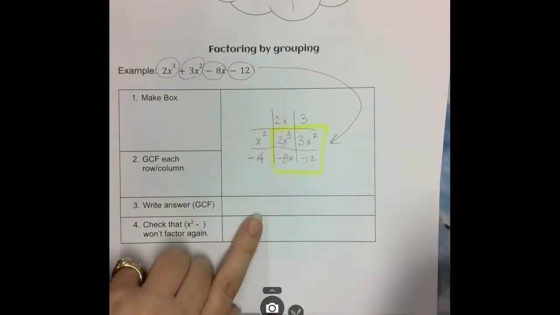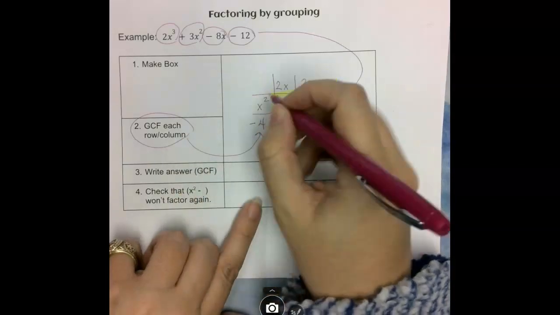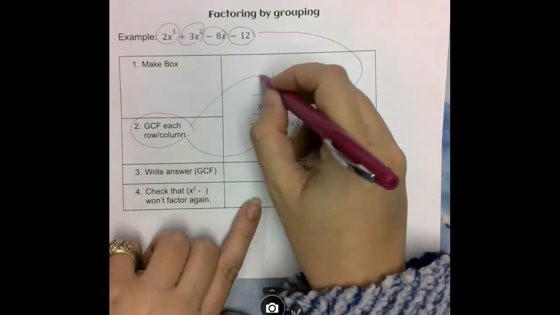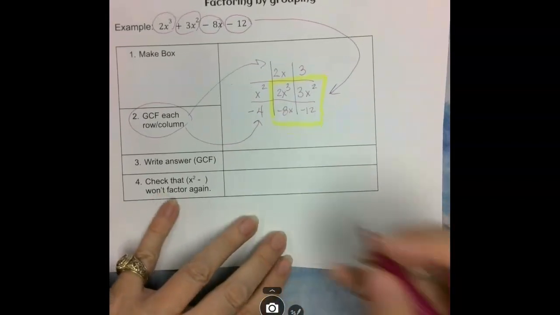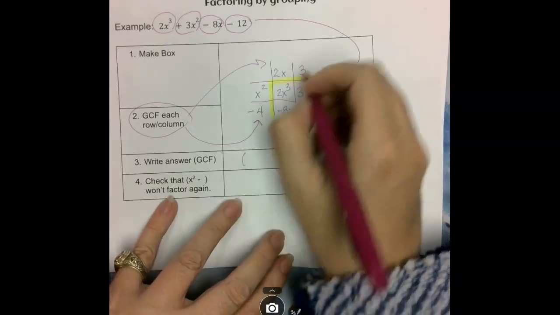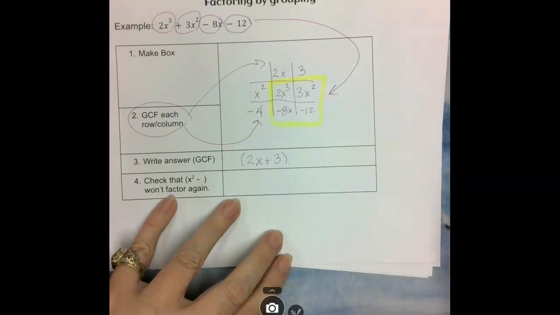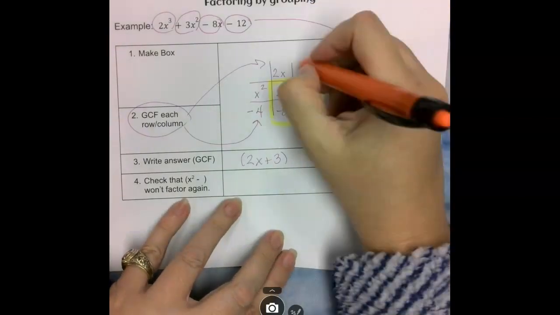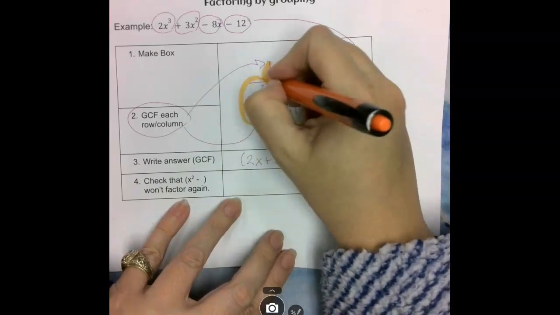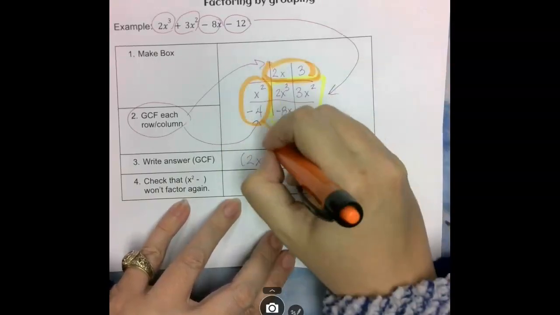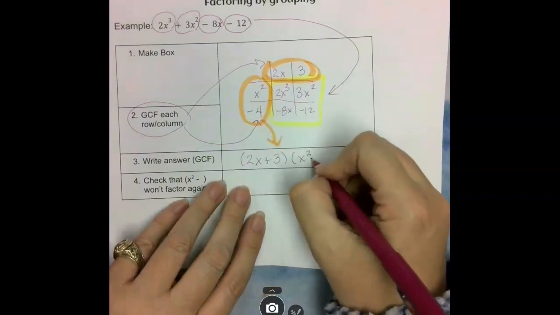Now, so that's the GCF. And I'm going to put a little thing here showing what we did. We did the GCF for the rows and columns. Now, write your answer, which is, this part is one answer, 2x plus 3. This is one of my answers right here, and this is my other answer right here. These go down there. And my other one is x squared minus 4.